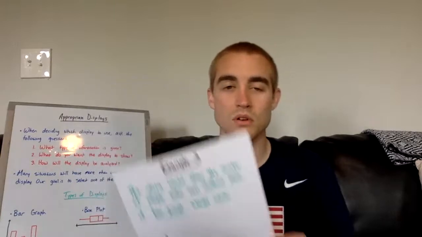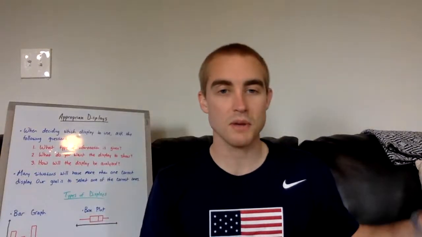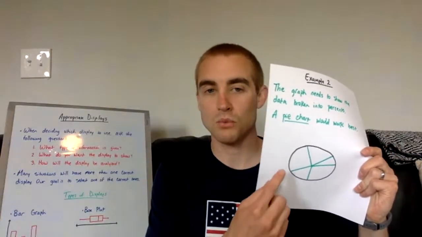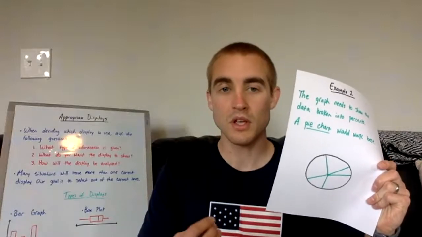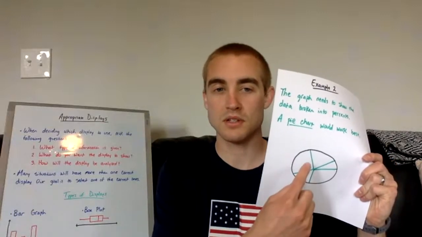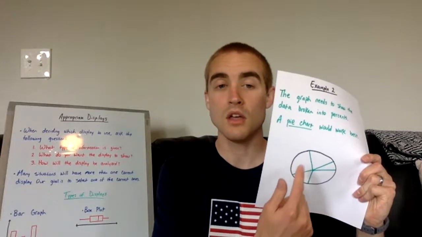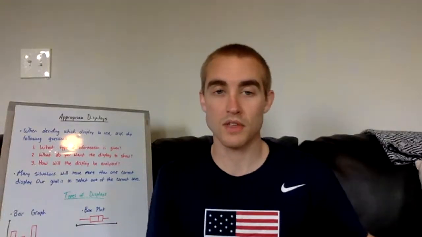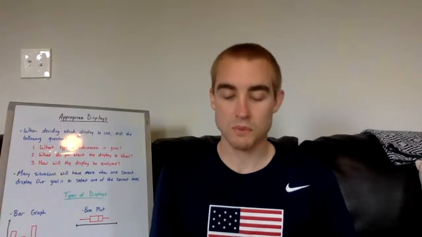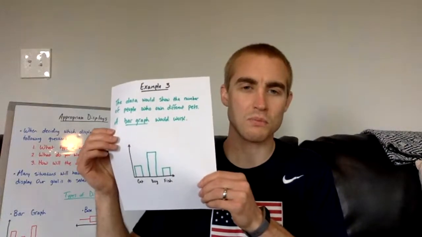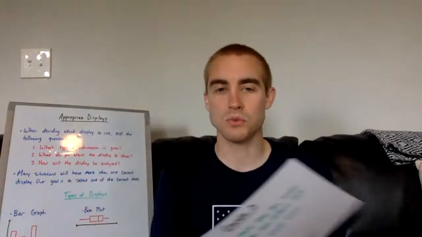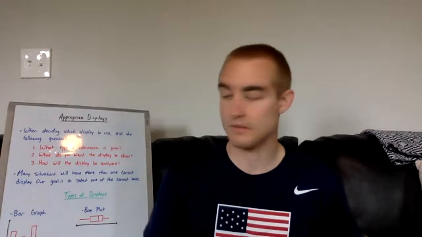You could also, though, use a pie chart. You could say we surveyed 100 people, and 20% say they own a cat, and 25% say they own a dog. So a pie chart would also work for that one, if you wanted to use a pie chart. But I think a bar graph would probably be the easiest one to use for example 3.